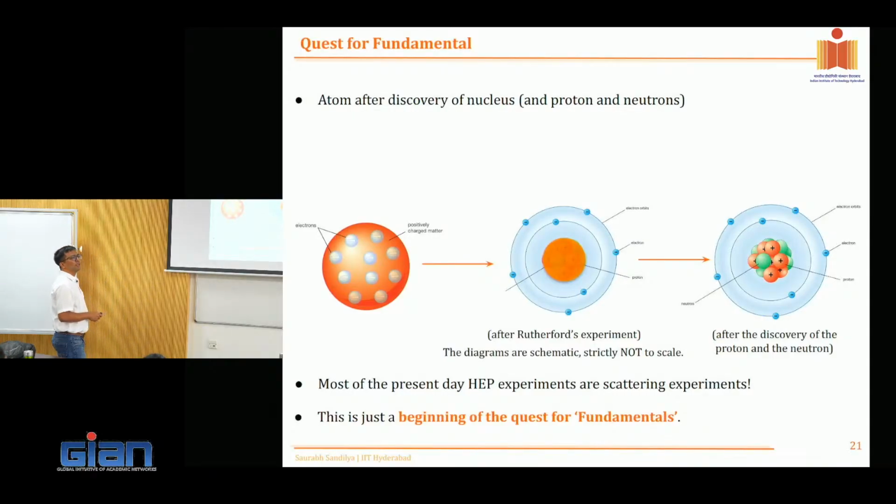What is the size of an atom? Typically an angstrom, 10 to the power minus 10. And what is the size of the nucleus? Femtometer. So there is a 5 order of magnitude difference. After the discovery of neutron and proton, we figured out the nucleus is made of neutrons and protons. So are we stopping here?